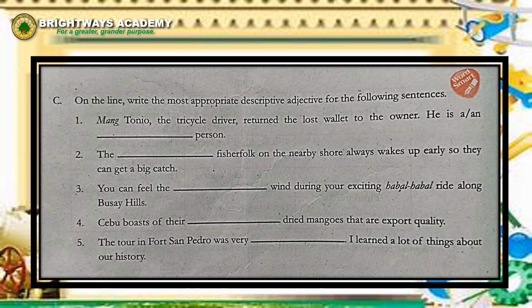Then, for your next activity, on the line, write the most appropriate descriptive adjective for the following sentences. So, what you are going to do is choose or write the appropriate adjective that the sentence needs so that the sentence will be completed. Okay, it is 1 to 5. So that's all for today. Thank you for listening.